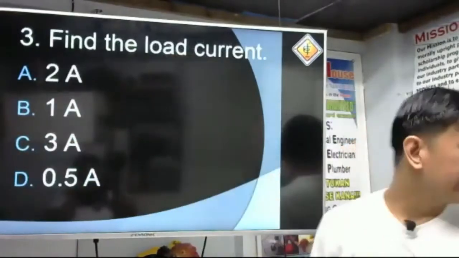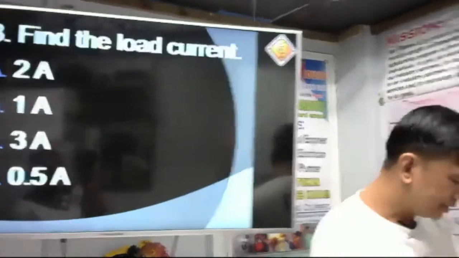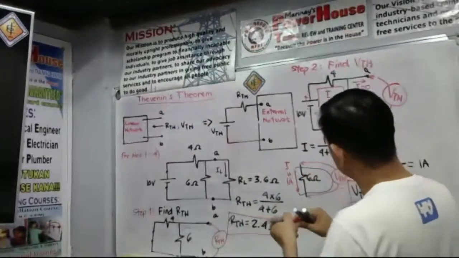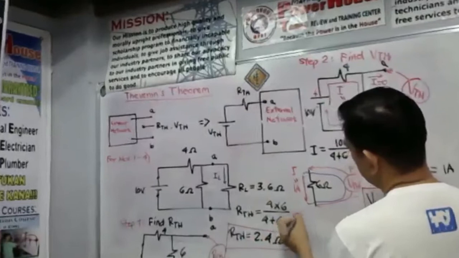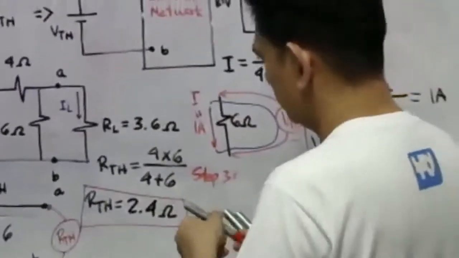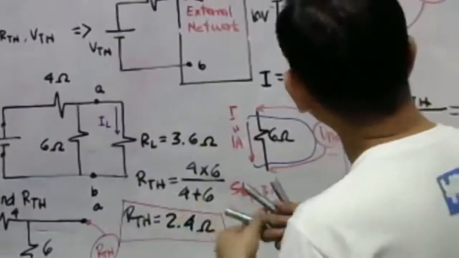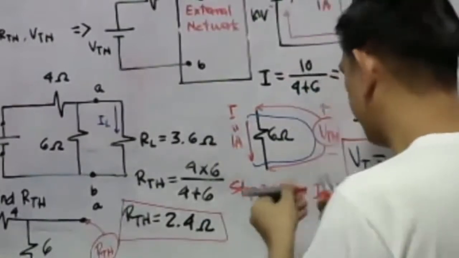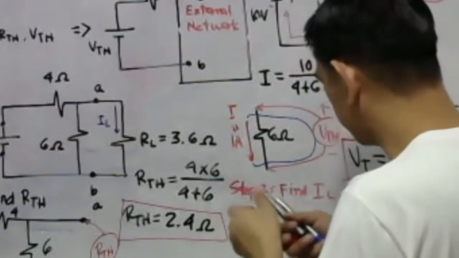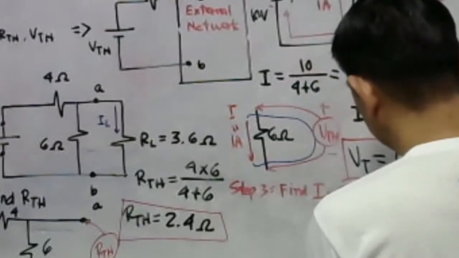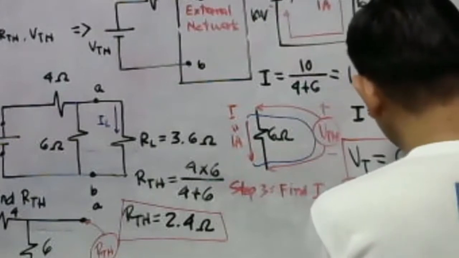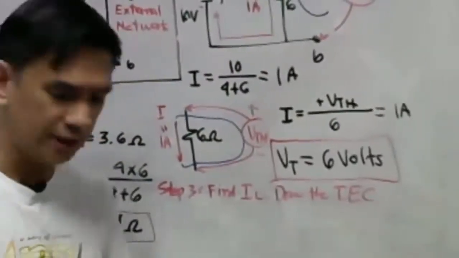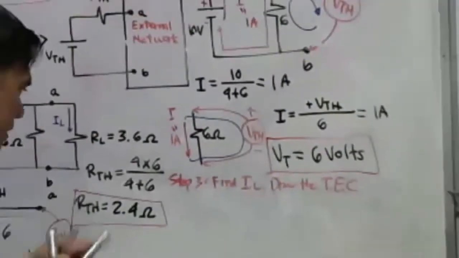Let's go with the load current. What about the load current? We are now ready to obtain the Thevenin's equivalent circuit. So, this will be our step number 3. Basically our step number 3 is finding now the load current. To be able to find the load current, let us draw the Thevenin's equivalent circuit, and just call it TEC, the Thevenin's equivalent circuit. So let us draw.